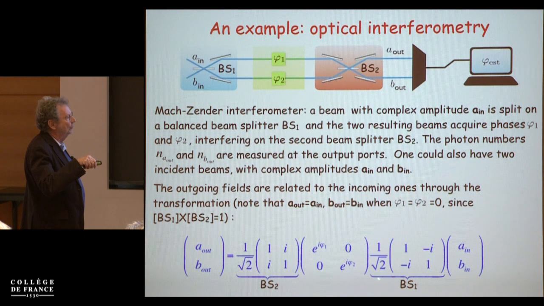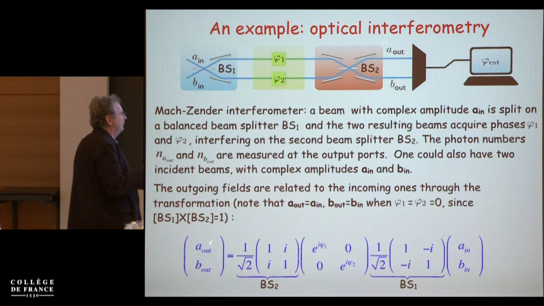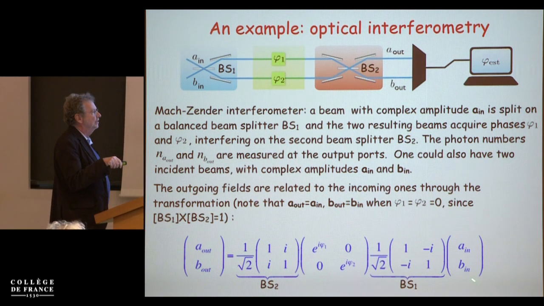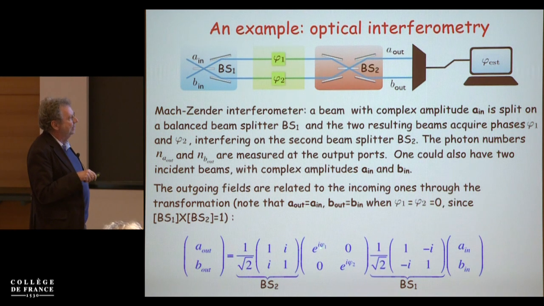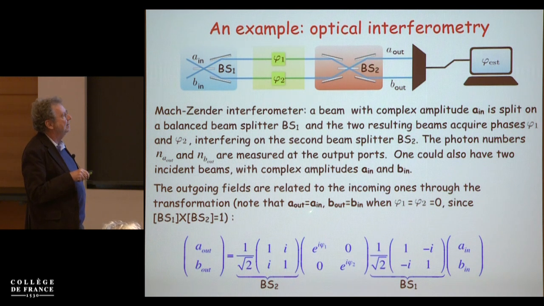This is a matrix that corresponds to the first beam splitter. This is the dephasing due to these two dephasing devices here in the two arms. And that corresponds to the second beam splitter. And this gives us the outgoing fields in terms of the incoming fields. It's easy to see that if you set phi 1 equal to 0 and phi 2 equal to 0, so there is no dephasing here, then the product of these two matrices gives you 1, which means that A out is equal to A in, and B out is equal to B in.